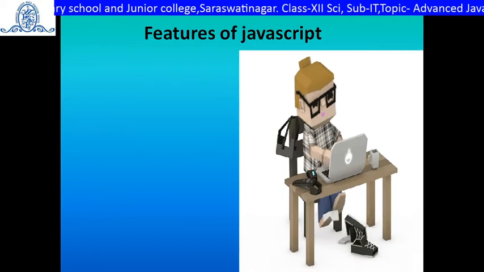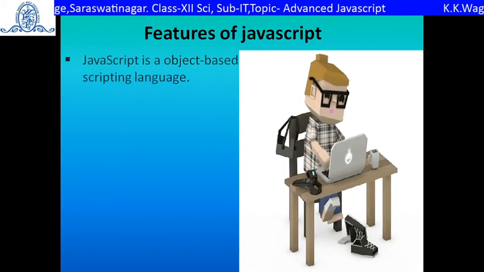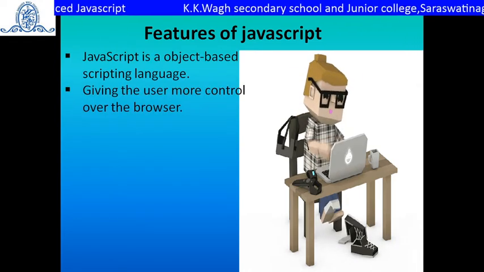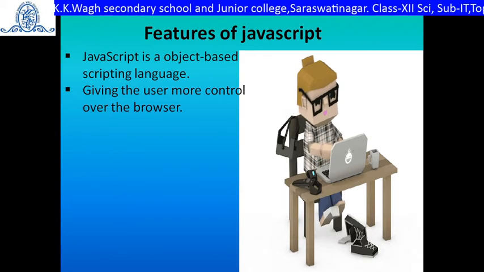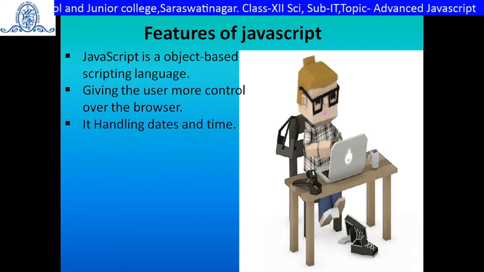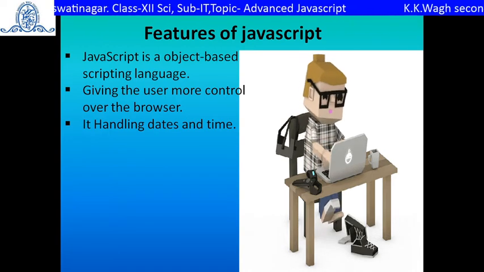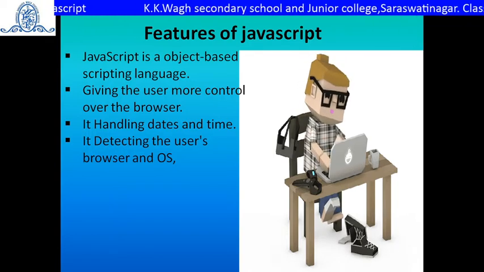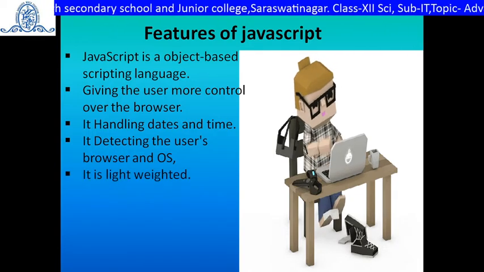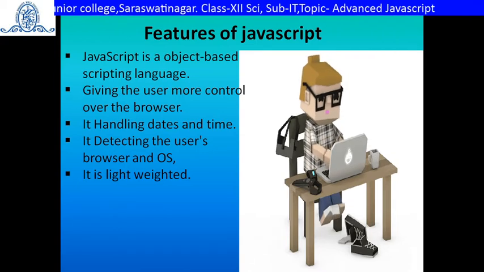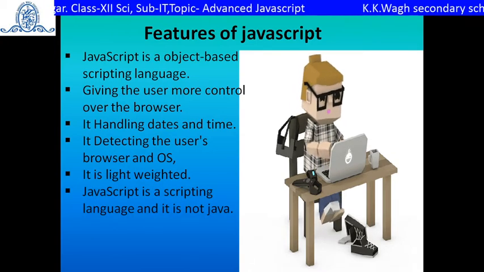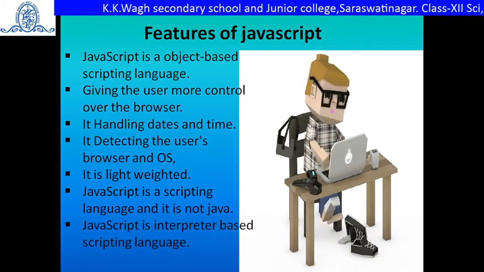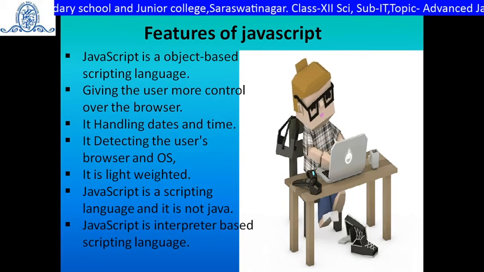Now let us see the features of JavaScript. JavaScript is an object-based scripting language. It gives the user more control over the browser. JavaScript handles date and time very efficiently. It detects the user's browser and operating system. JavaScript is a lightweight programming language. JavaScript is a scripting language and it is not Java. JavaScript is an interpreted scripting language.